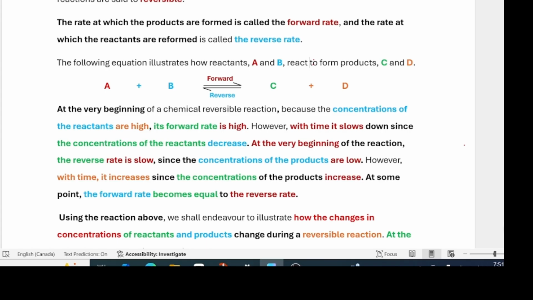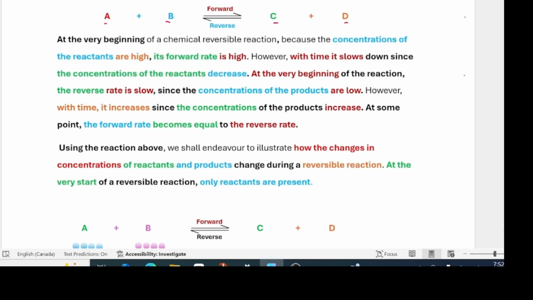The following equation illustrates how reactants A and B react to form products C and D. Here we see 1 mole of A reacting with 1 mole of B to give a mole of C and a mole of D simultaneously. So we can say that the rate at which C and D are being formed is called the forward rate, and the rate at which C and D react to reform the reactants is called the reverse rate.